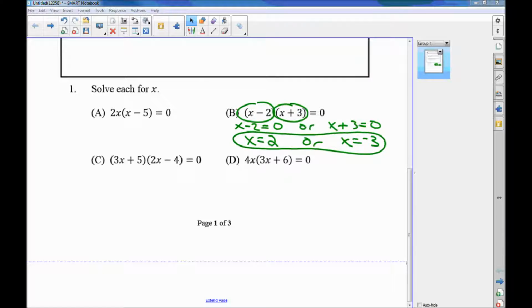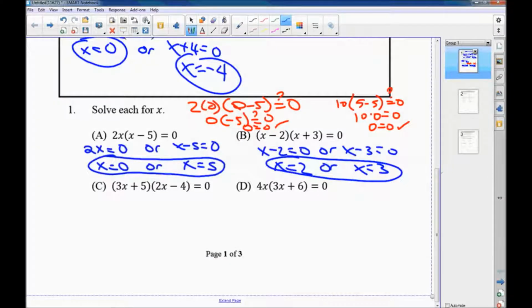If you plug 2 back into the original equation, we get 0 times 5, which makes 0. And if you plug negative 3 back into the original equation, we get negative 5 times 0, which also makes 0. So both of them work. Part C is no different, just gives us two-step equations to solve.